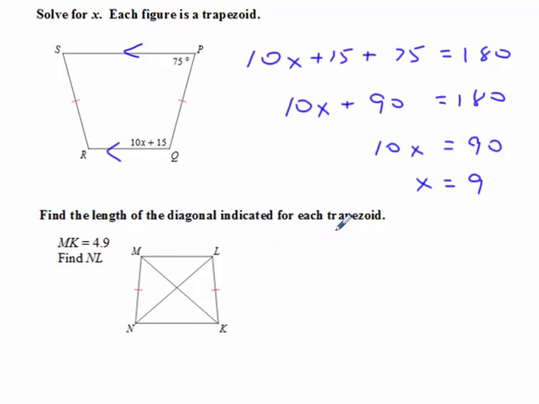And then MK, let's see on this one. This is a trapezoid, and better yet, it's an isosceles trapezoid, which means that this diagonal must be congruent to that one. So MK is the same length as NL. Okay, so this is simple. NL is equal to 4.9.